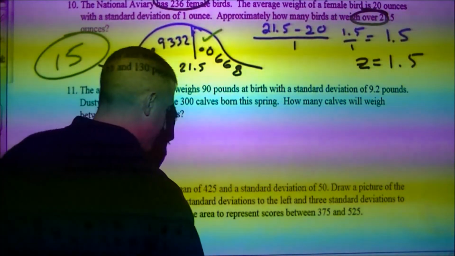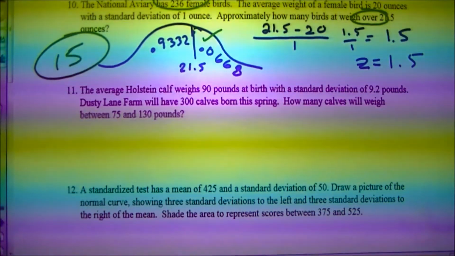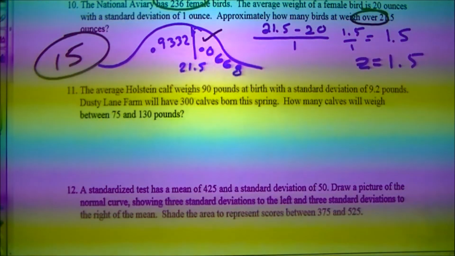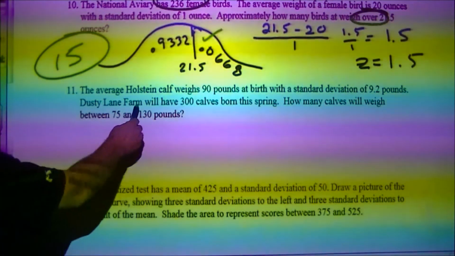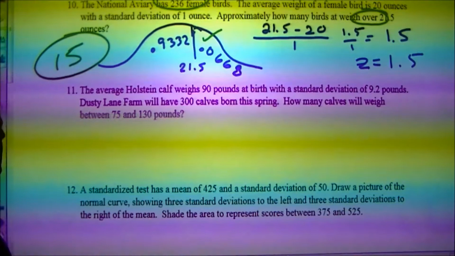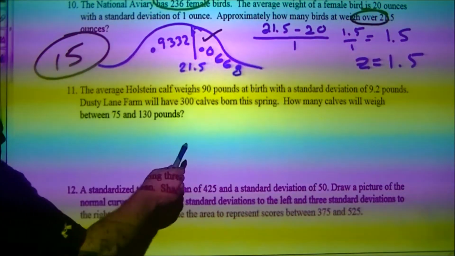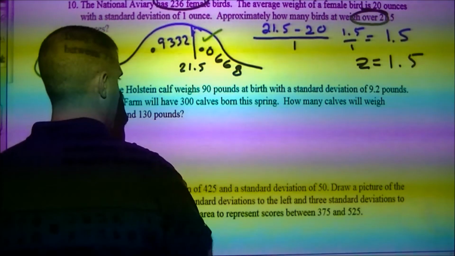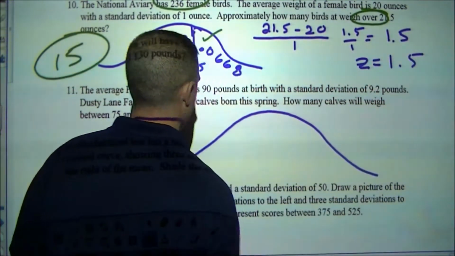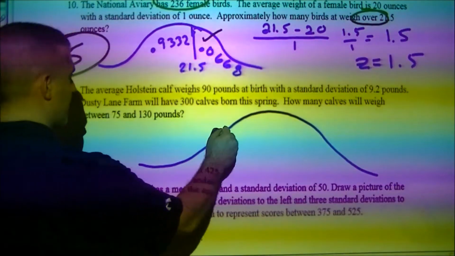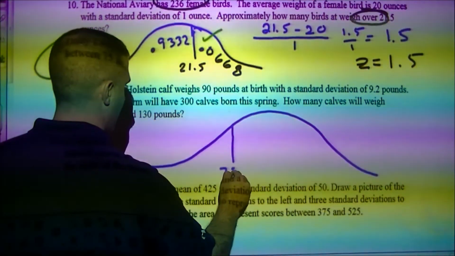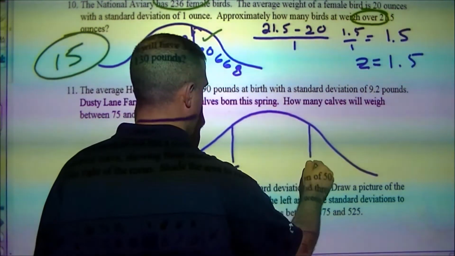The average calf weighs 90 pounds at birth with a standard deviation of 9.2. The Dusty farm will have 300 calves. How many calves will weigh between 75 and 130? So I'm going to make a big curve here. Obviously 75 is a smaller number, so I'm going to start with that one. 130 is going to be over here.